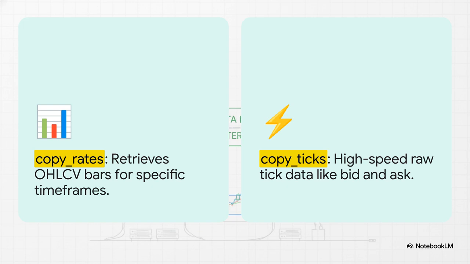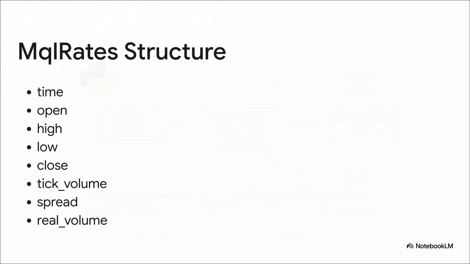Basically, you're going to use copy_rates for macro structural analysis, but you'll instantly switch over to copy_ticks when your strategy needs that microsecond precision, like if you're scalping or running high-frequency stat arb. When you do use copy_rates, the data comes back in a very strict C++ style format called the MQL rates structure. It neatly packages everything: time, open, high, low, close, volumes, and spread.